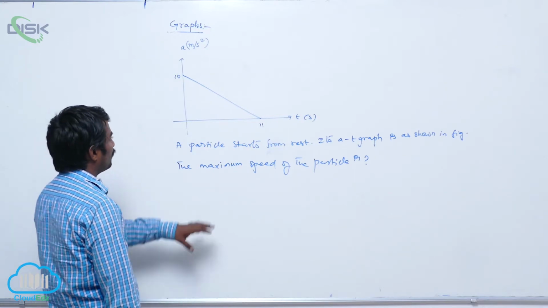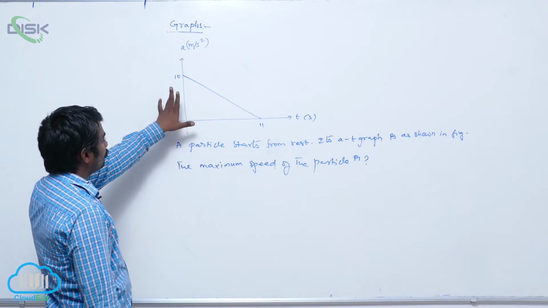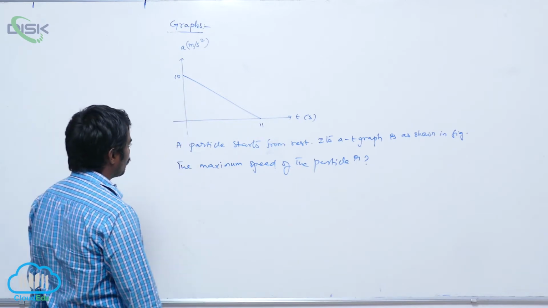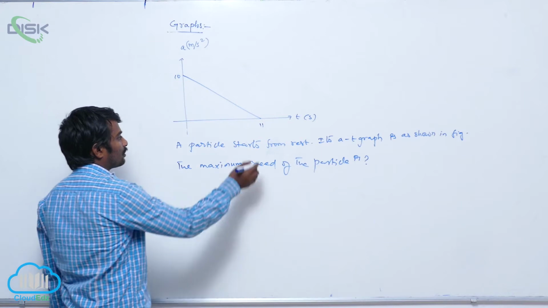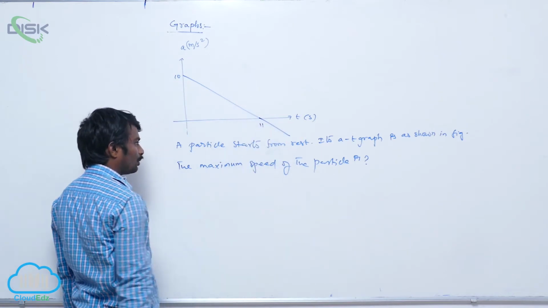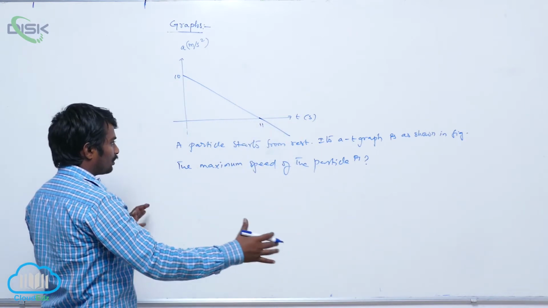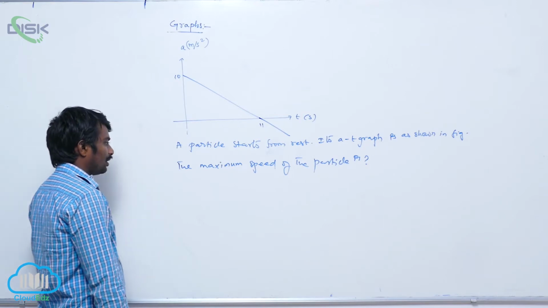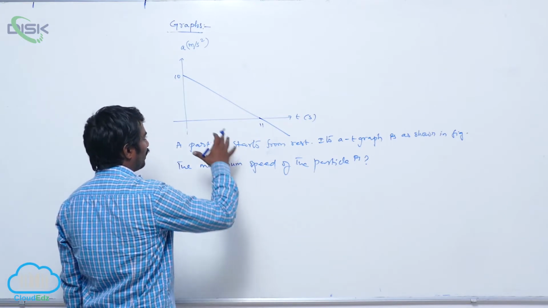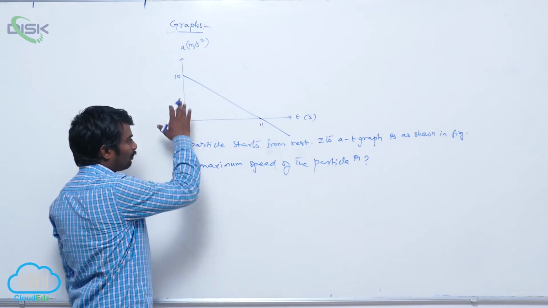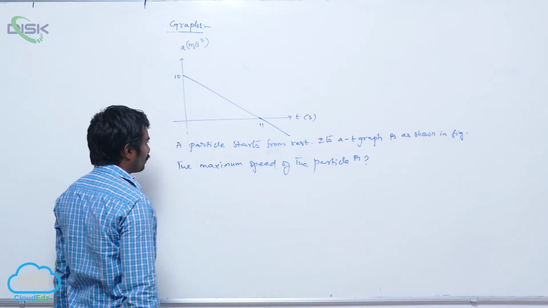So the description of the motion is from 0 to 11 seconds, and even you can extend from here to here, no problem. But during its motion we have to calculate the maximum speed attained in the complete journey. That is what we have to calculate.